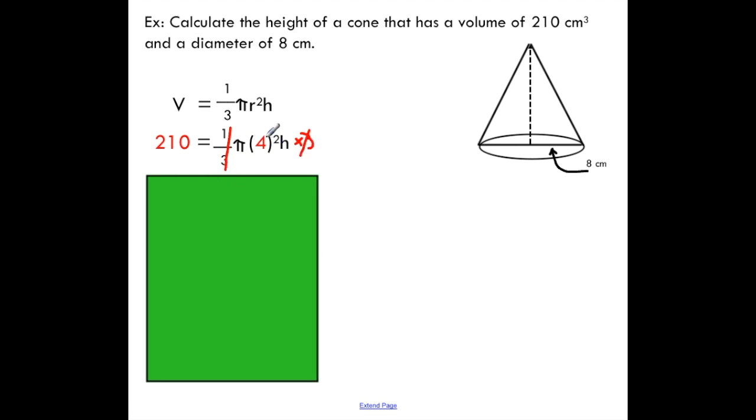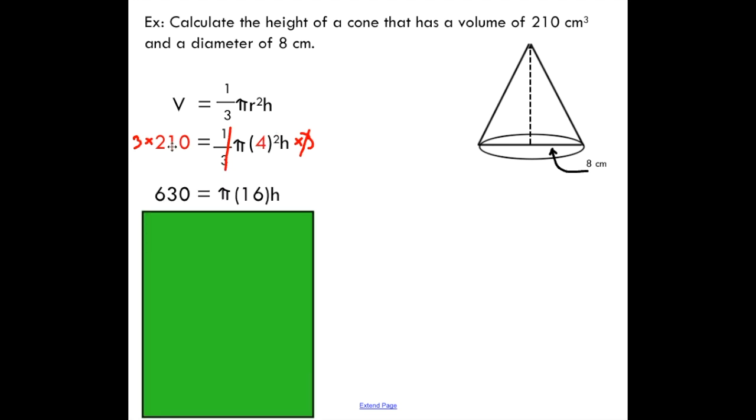But remember, this is like a scale. I can't just do it to one side. I also have to multiply by 3 on the other side of the equation. That gets rid of my fraction nicely. So that cleans it up a little bit. I know 4 squared is 16. So I just multiplied 3 times 210, I got 630. Okay, this pi is multiplied by 16 times h.